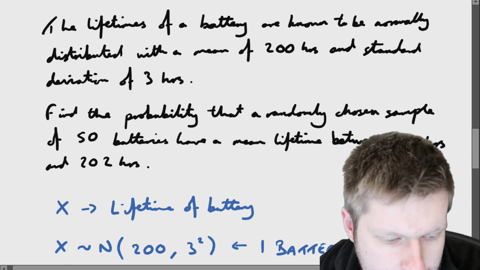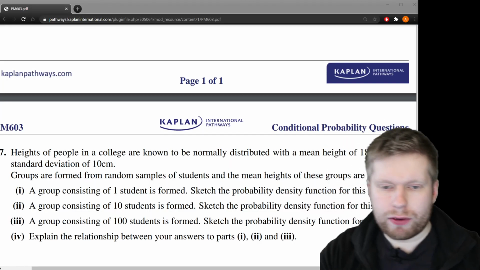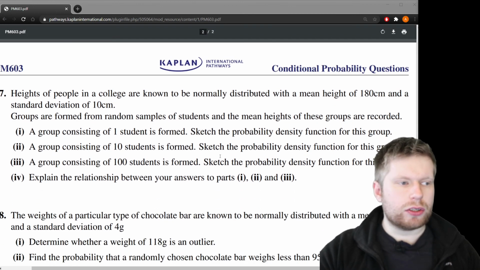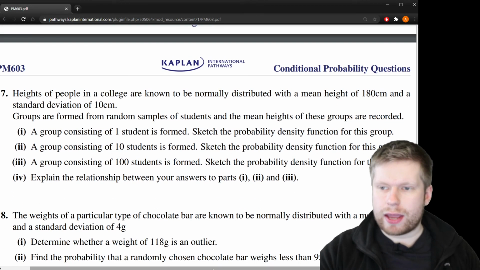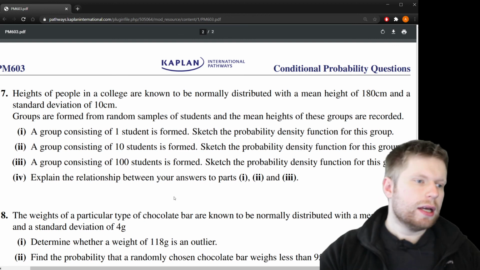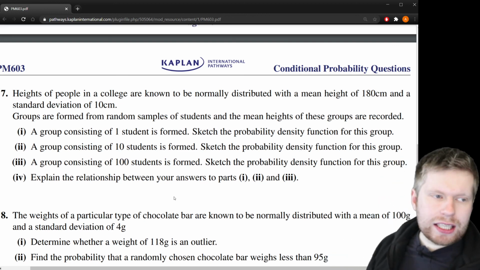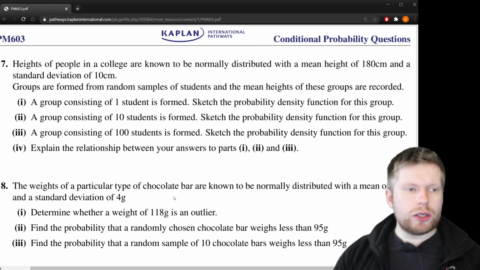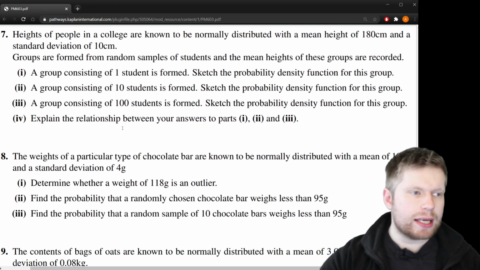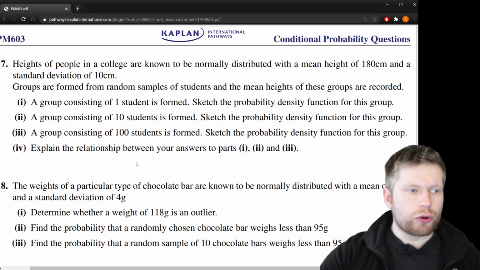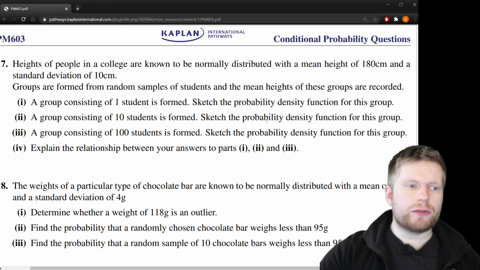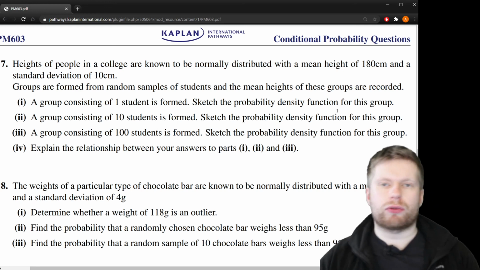Now what I'm going to do is give you your weekly task to have a go at. So I'll put it here on the screen. It's going to be question 7, and these are found on the VLE if you want reference to them. You've got heights of people in a college that are known to be normally distributed with that mean height and that standard deviation. Groups are formed from random samples of students and the mean heights of these groups are recorded.